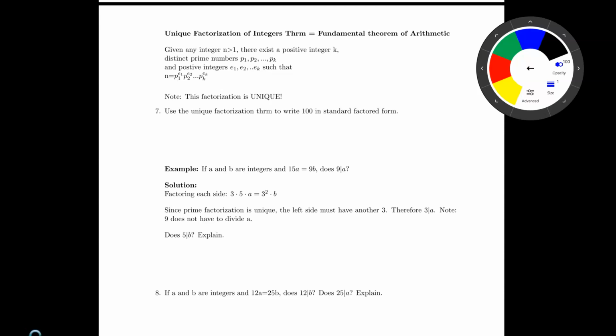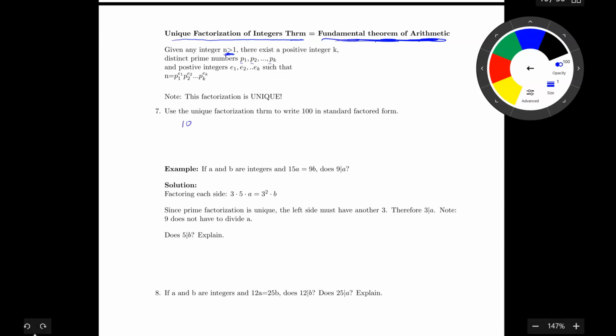All right, so we have this theorem, which is the unique factorization of integers, or the fundamental theorem of arithmetic. You remember the fundamental theorem of calculus, I'm sure. So this says if I have any integer n that's bigger than 1, then there is a positive integer k, so that it can be broken up into k different prime numbers, and maybe some of those prime numbers have different exponents to them. So what this says is you can uniquely break up a positive integer bigger than 1 into products of primes to different exponents.